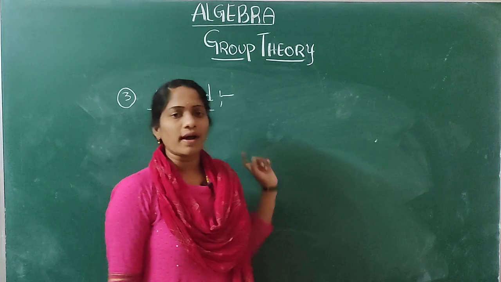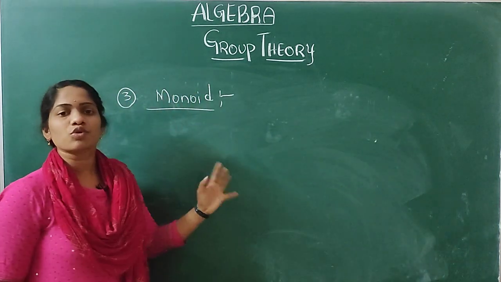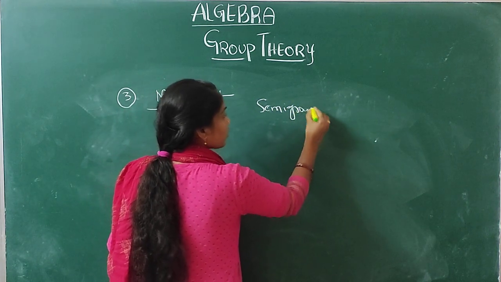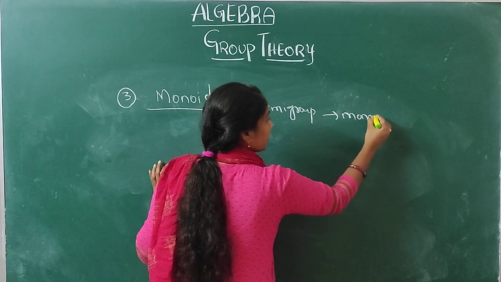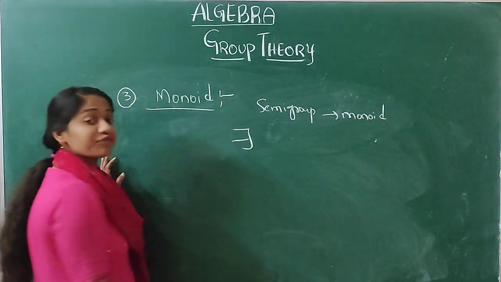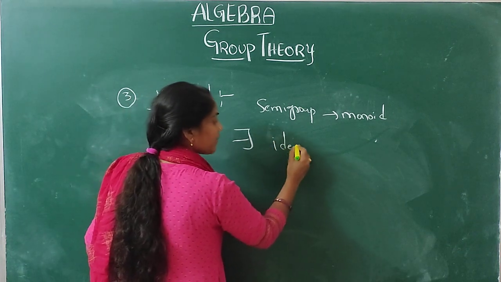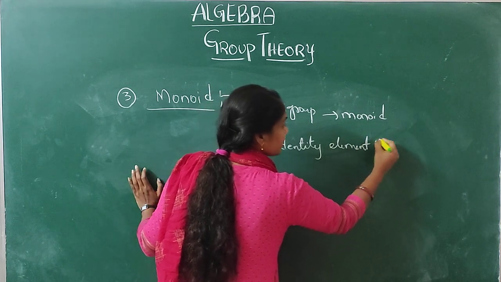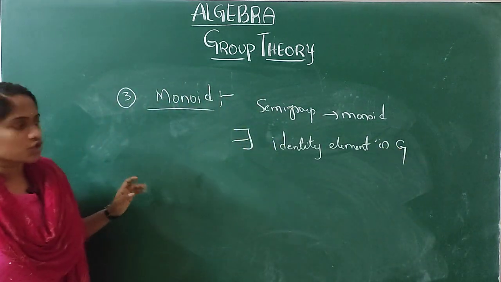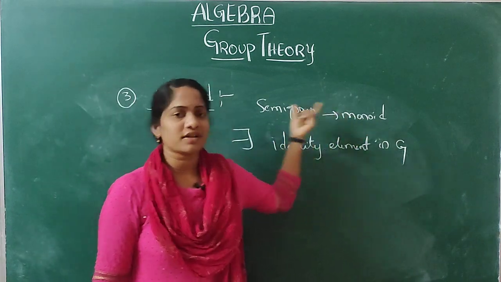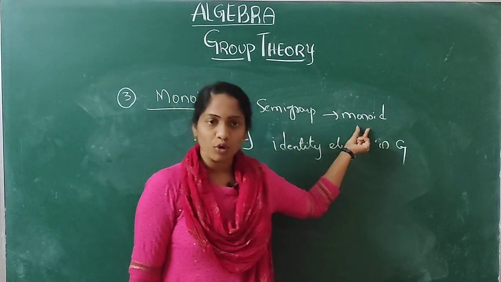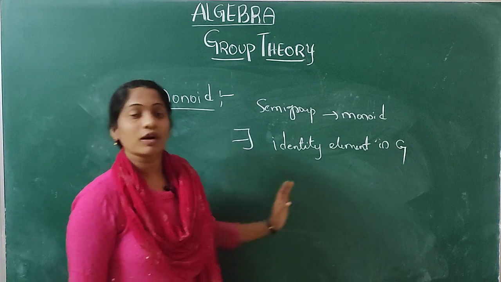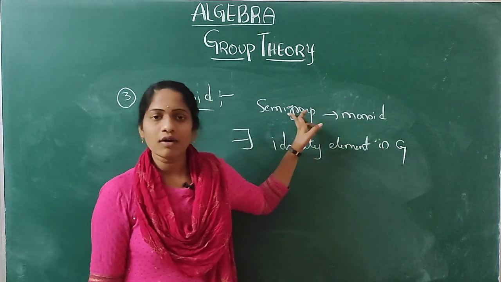Now let us see about monoid. Another one, monoid. A semigroup is known as a monoid if there exists an identity element in G. So first it should be a semigroup. For a semigroup to become a monoid, an identity element must exist in G. Whatever non-empty set we take must be a semigroup.